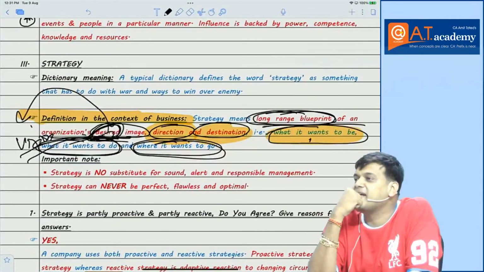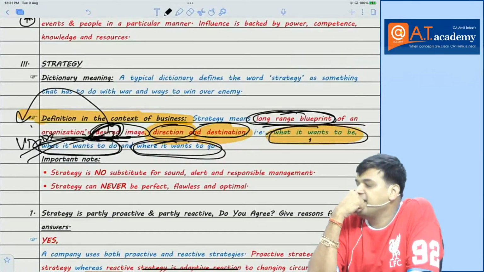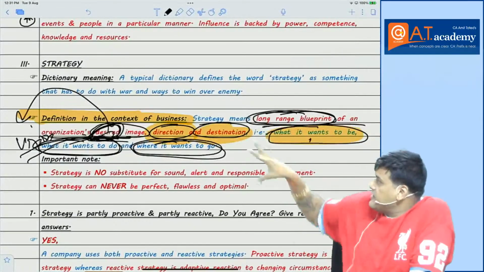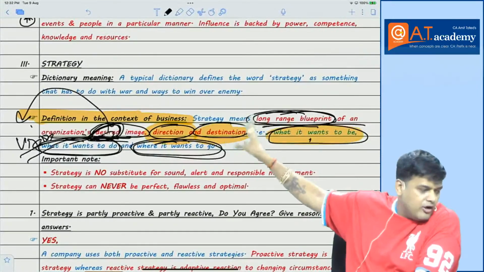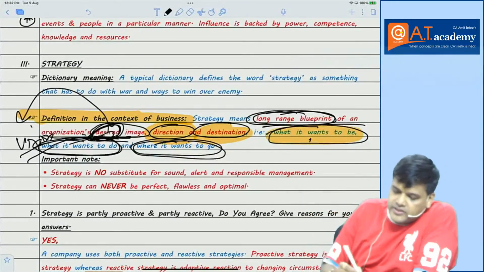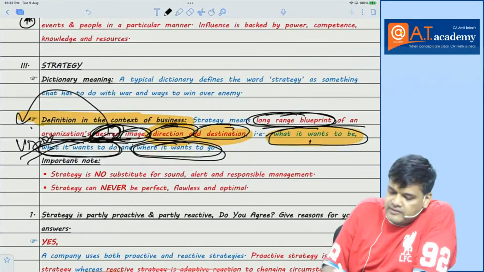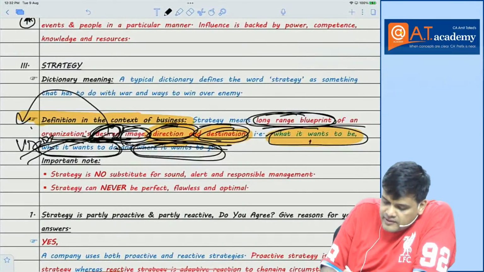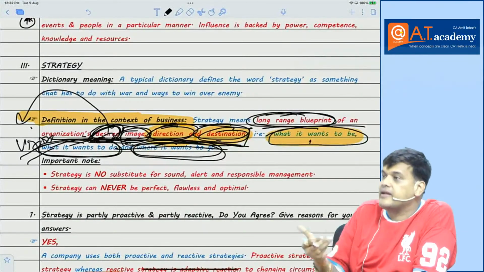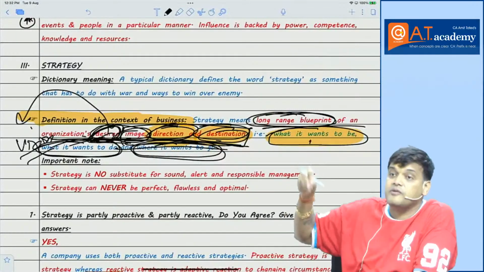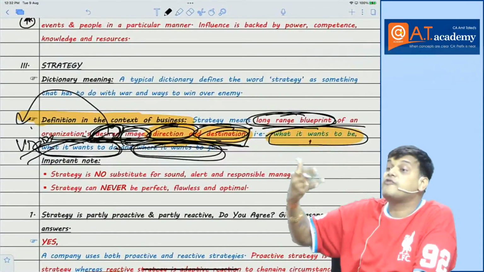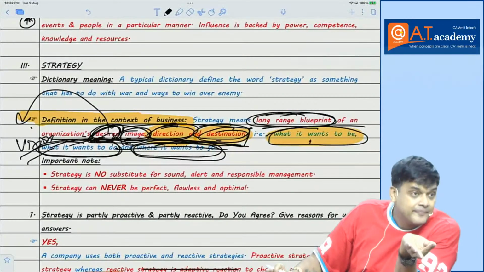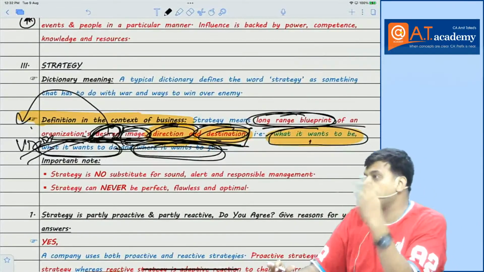Everybody clear? Once again, be clear. The definition is almost similar. Long range blueprint, except here the long range blueprint is of image, direction, destination. This is the long range blueprint. Everybody clear? But at the same time, these three things need to be taken care of. In vision, these three things will be there: what future product, market, technology, capability, what I can deliver. These are the things to focus on.